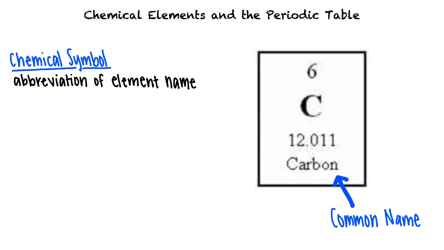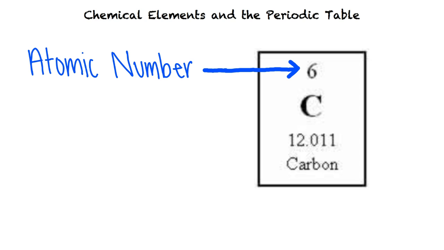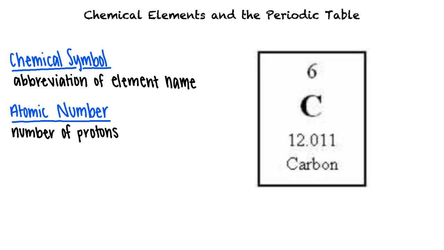The number on top is the element's atomic number. The atomic number is the number of protons in the nucleus of a single atom of the element. The number of protons in an element is the main identifying component that defines that element. In a neutral atom, the number of electrons associated with it is also equal to the number of protons.